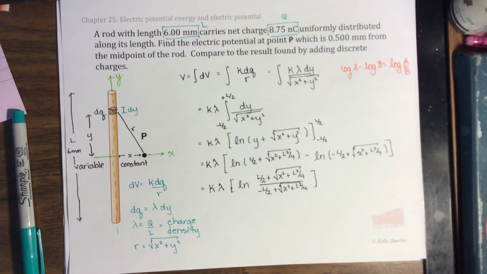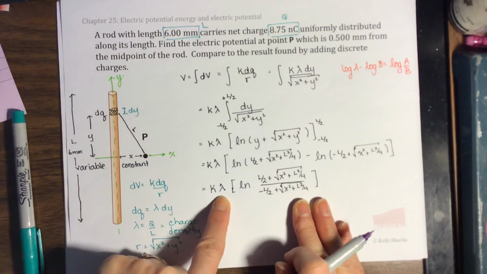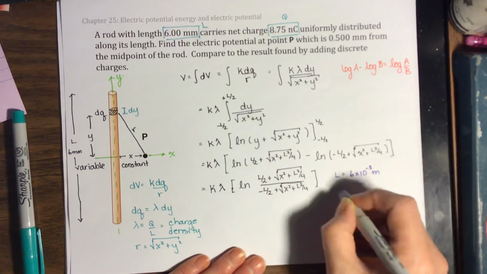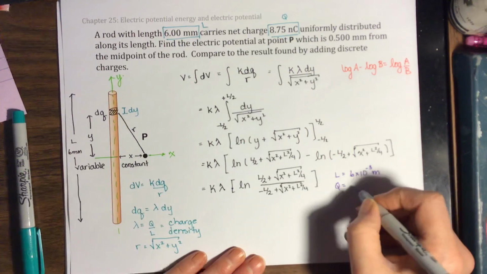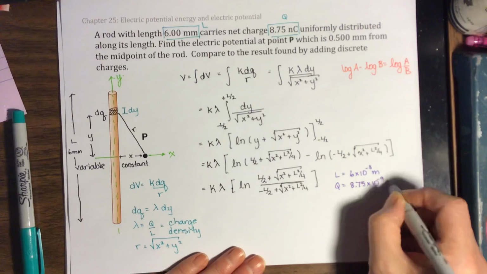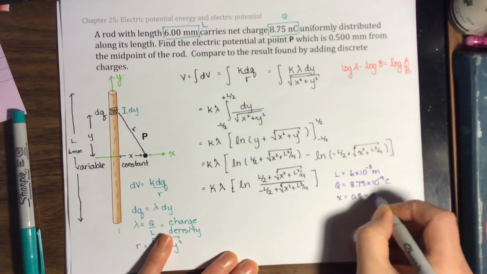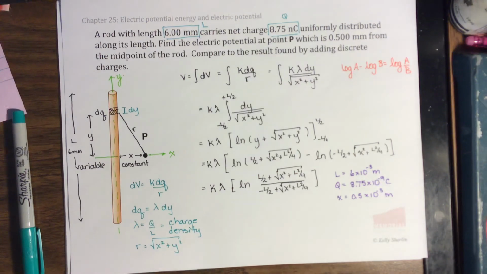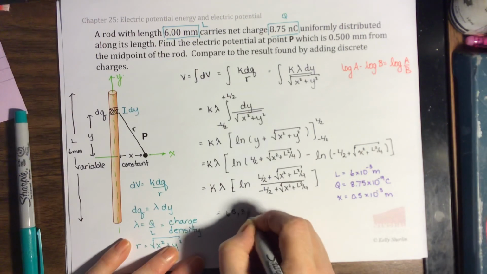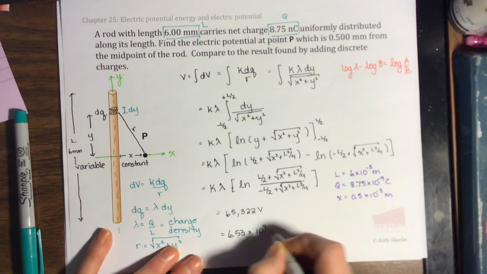Let's put in a reminder of what our numbers are. So this is the expression for potential, a distance x from the midpoint of a rod with length L that carries charge Q distributed over its length. I'm going to put in that my L is 6 millimeters, 6 times 10 to the minus 3 meters. My net charge is the same net charge I had in my previous system, which is 7 times 1.25 nanocoulombs, 8.75 times 10 to the minus 9 coulombs. What else do I have? My distance x is a half a millimeter from that midpoint, so 0.5 times 10 to the minus 3 meters. I can put all those numbers in there, and then what I get for my potential is 65,322 volts. And if you wish, you can write that with 3 significant digits: 6.53 times 10 to the 4 volts.